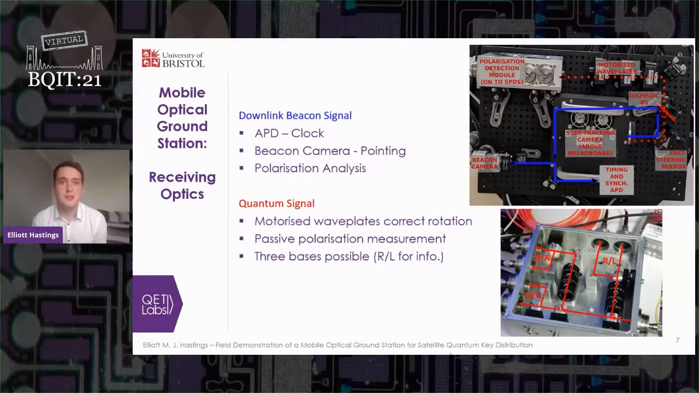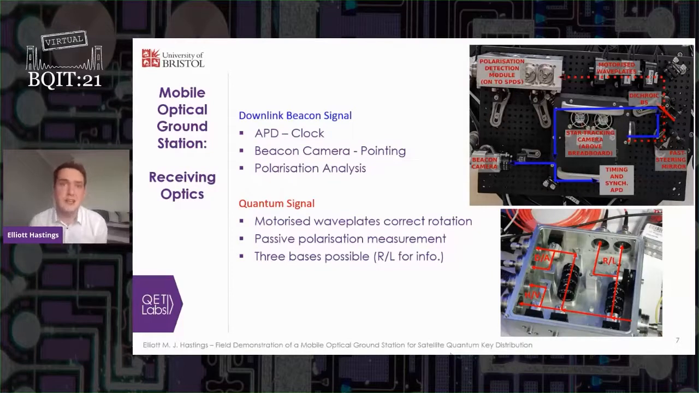The picture in the top right shows the receiving optics at the output of the OGS telescope. A dichroic beam splitter separates the downlink beacon from the QKD signal. These are the blue and dotted red lines, respectively. I've already mentioned that the downlink beacon is used to encode reference information. Similar to the CubeSat, pointing information is extracted from a CMOS beacon camera and fed back to a MEMS mirror for fine control. Timing information from an APD is used to decode the De Bruijn clock sequence.